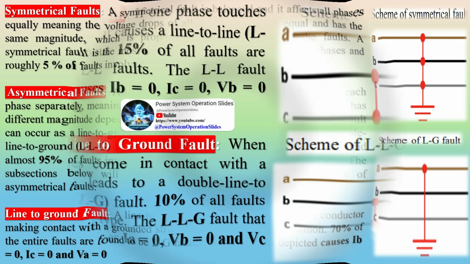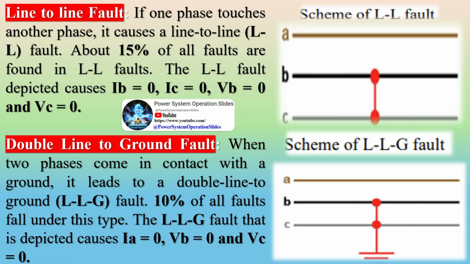Line-to-line fault. If one phase touches another phase, it causes a line-to-line LL fault. About 15% of all faults are found in LL faults. The LL fault depicted causes IB equals 0, IC equals 0, VB equals 0, and VC equals 0. Double line-to-ground fault. When 2 phases come in contact with the ground, it leads to a double line-to-ground LLG fault. 10% of all faults fall under this type.